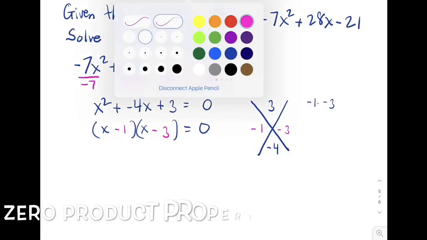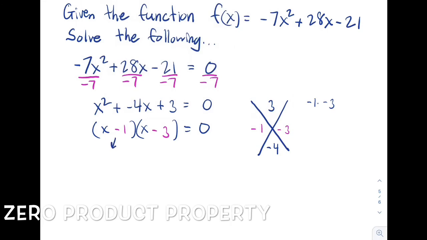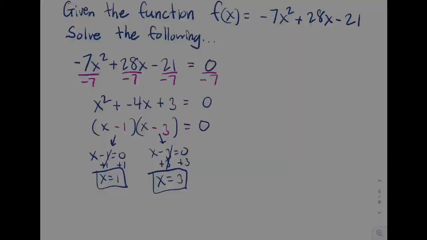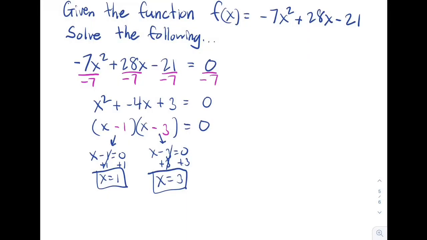Then we're going to solve our factored form, right? We're going to let each factor, or each parentheses, equal 0 so that we can use the zero product property. And we're going to solve it. So plus 1 to both sides, we get x equals 1. This one, add 3 to both sides, x equals 3.